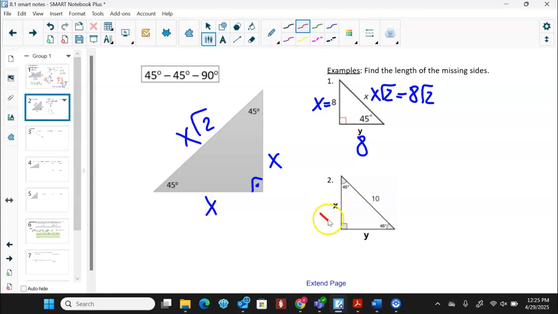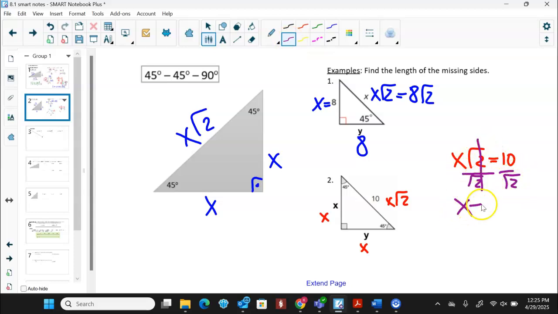The same thing. We got x, and we got x root 2. So now we don't know what the x's are, but we do know that x root 2, this hypotenuse, equals 10. So I can take this and say x root 2 equals 10, right? Now, of course, to solve for x, we got to divide by the square root of 2 to get rid of it from the left side.